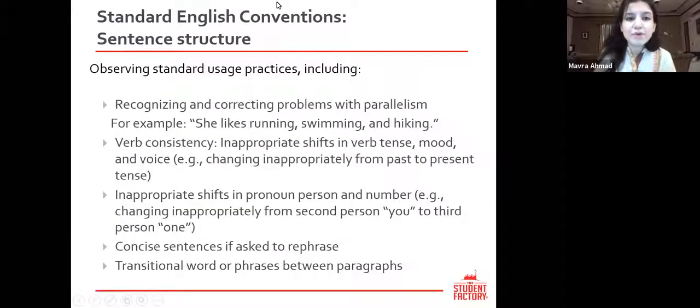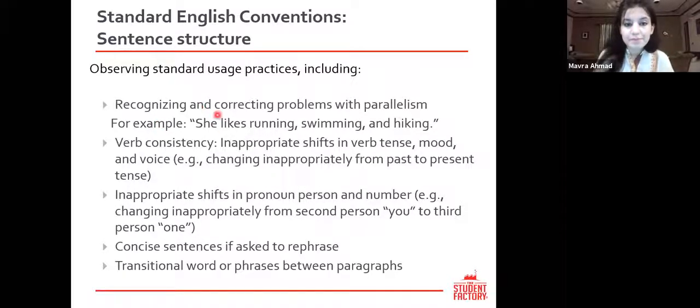Okay, now I'm going to walk you through standard English convention sentence structure key types. We would be looking at ways in which we might have to read a sentence and we might have to make changes to it. So observing standard usage practices including, number one, recognizing and correcting problems with parallelism. This word might be new for someone in the class and it might be a word that you guys are already familiar with. This word is basically all about keeping consistency in a sentence structure.